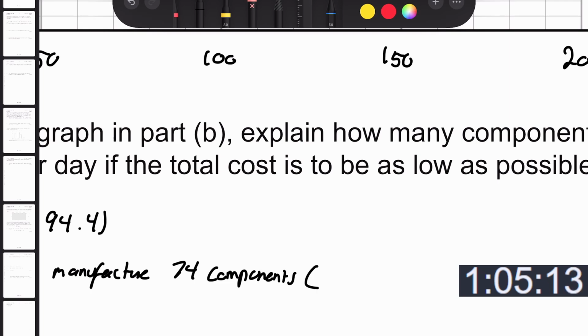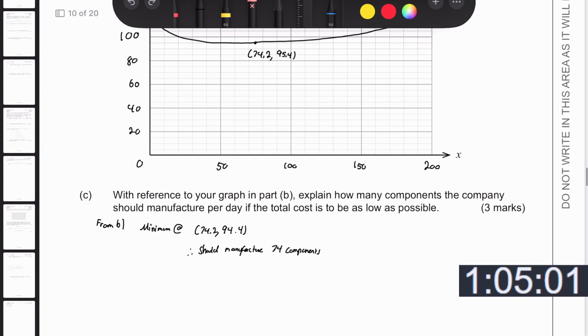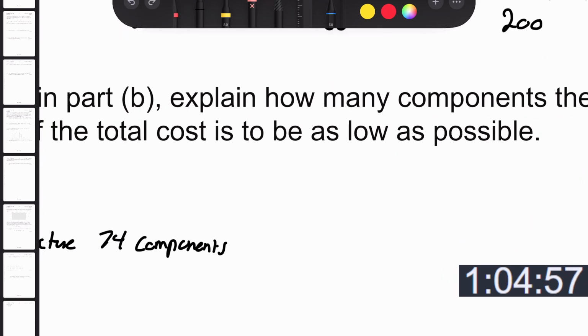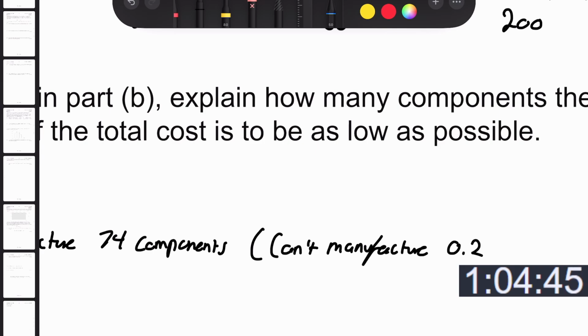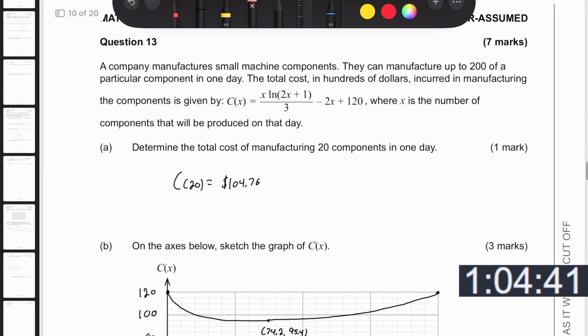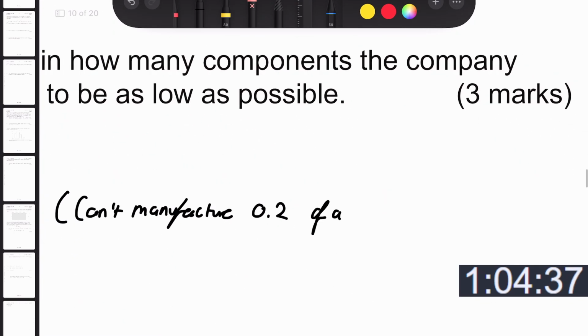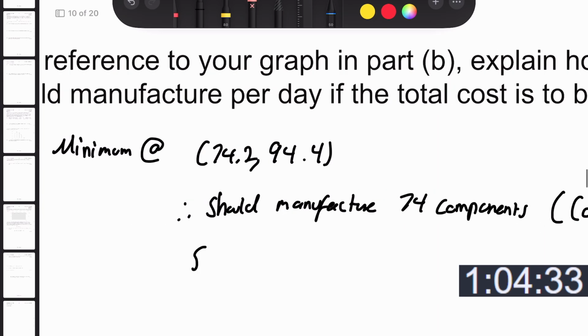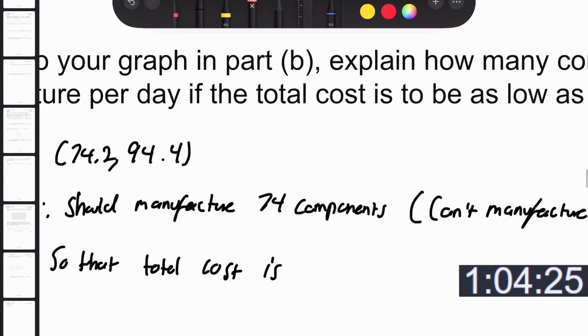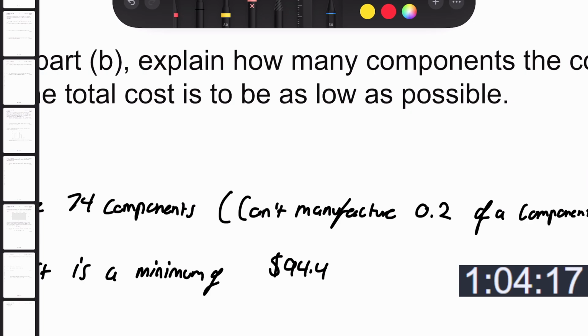So 74, 75, so that's 95.5. It could also be 75, I doubt so. Okay, doesn't matter. Should manufacture 74 components. Can't manufacture 0.2 of a component, which would be a bit silly. So that the total cost is the minimum, $94.4.